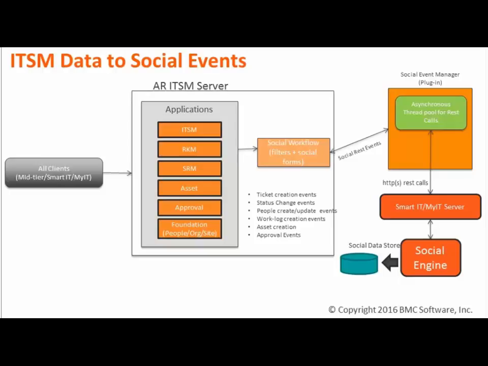Now, where is that generation happening? That generation is happening on the social event manager. So it's an asynchronous process. We don't block any workflow. So as the workflow comes in, the events do come in, we just take the event and we let the workflow continue, okay? So we don't block anything. So it's completely asynchronous. It's a multi-threaded plugin, and we send all the calls via HTTP or HTTPS, depending on how your SSL handshake is. And it finally reaches the SmartIT server, and from there to social engine to the data store.